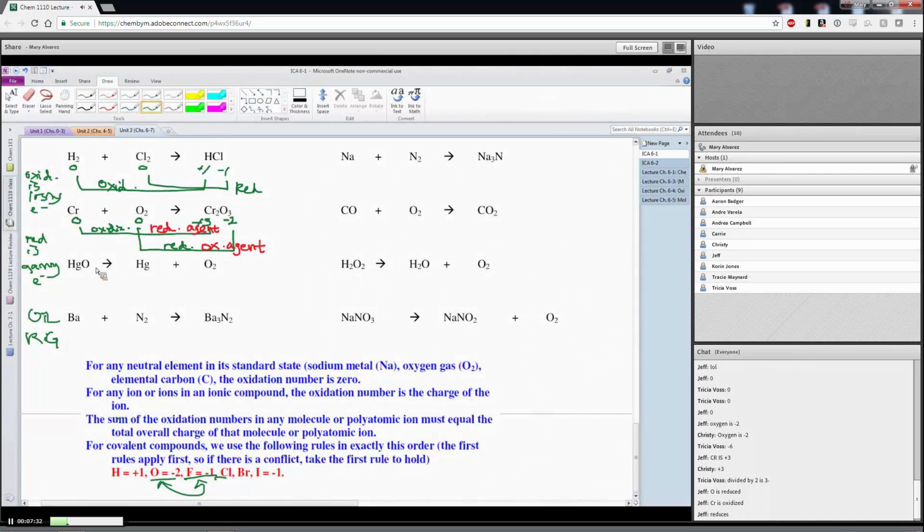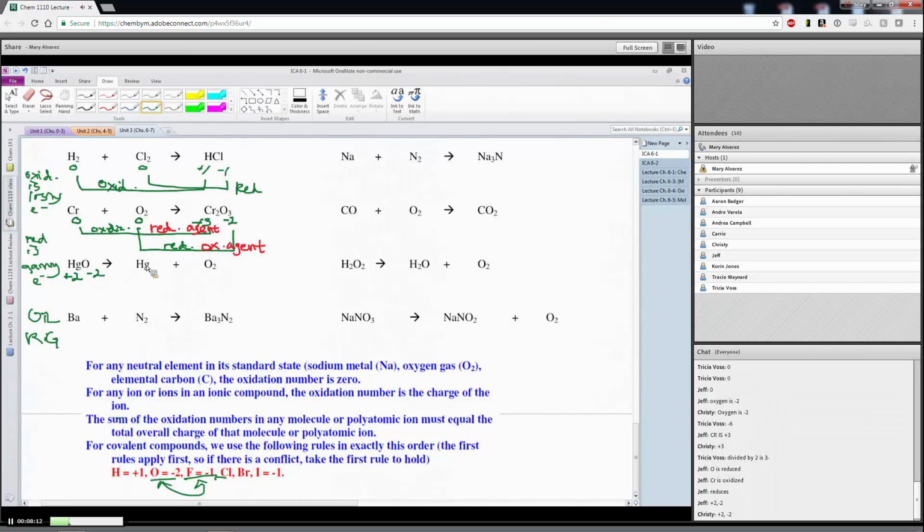Okay, let's try this one. Mercury(II) oxide decomposes to form mercury and oxygen. So what is the oxidation number of the mercury and the oxygen in this compound? Beautiful. Jeff recognized that the oxygen must have been -2 since this is an ionic compound, and therefore the mercury must have been +2.